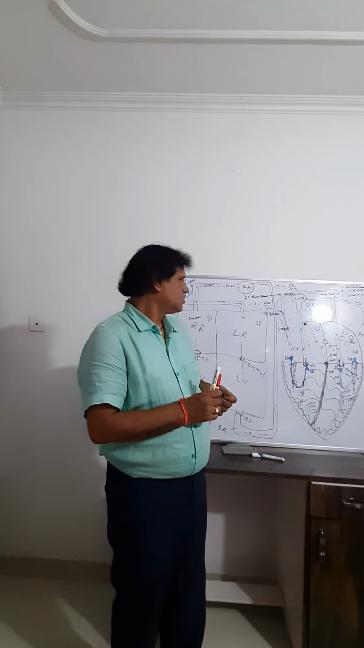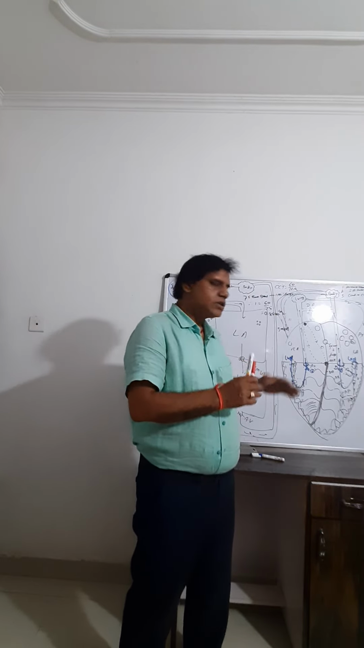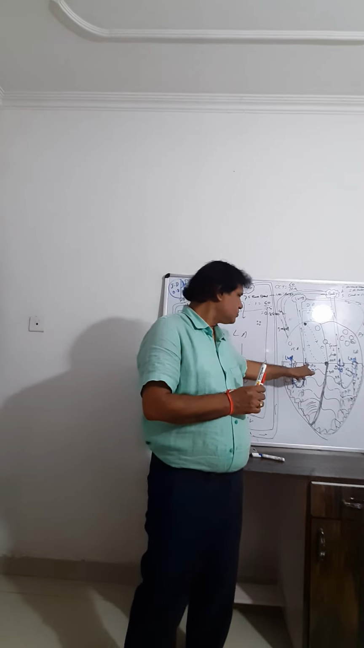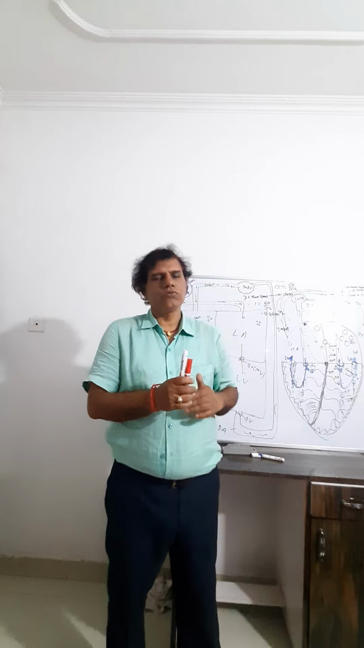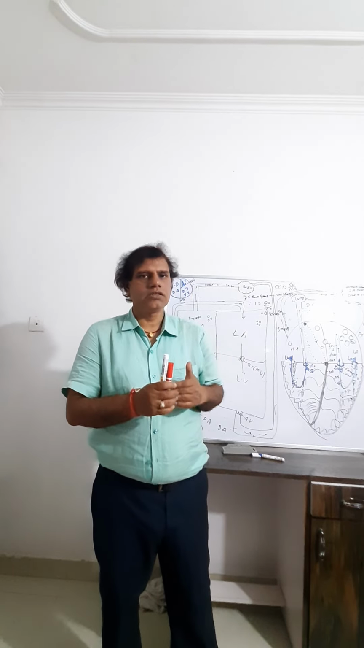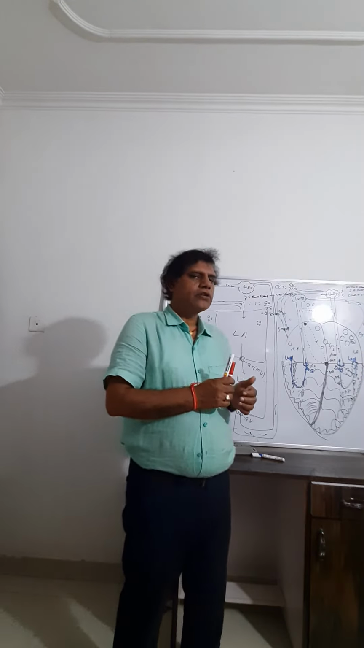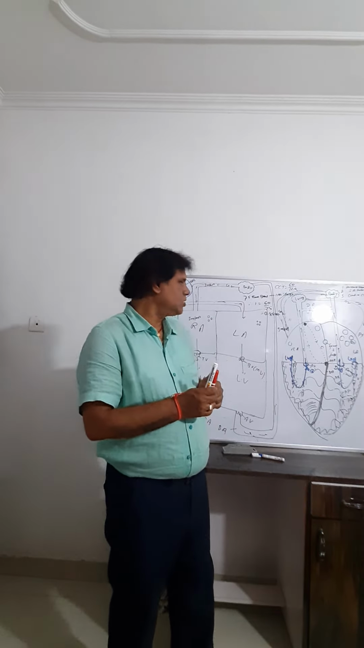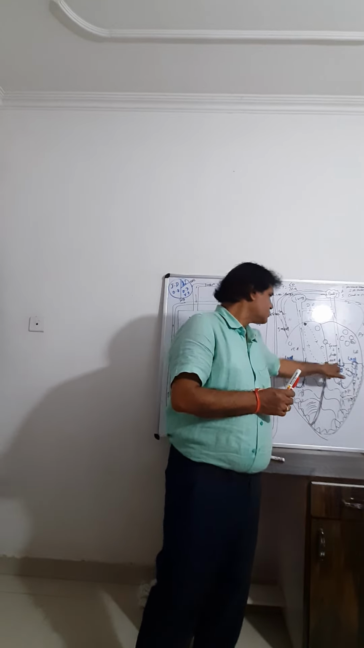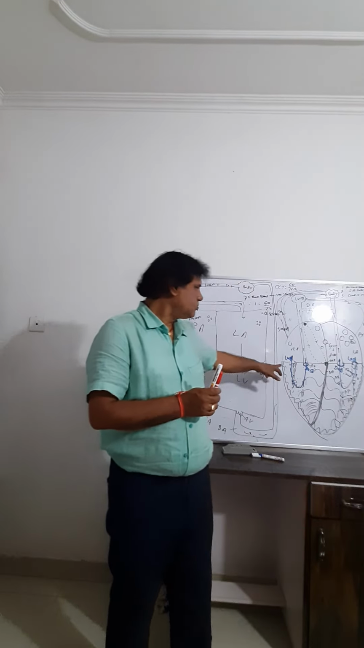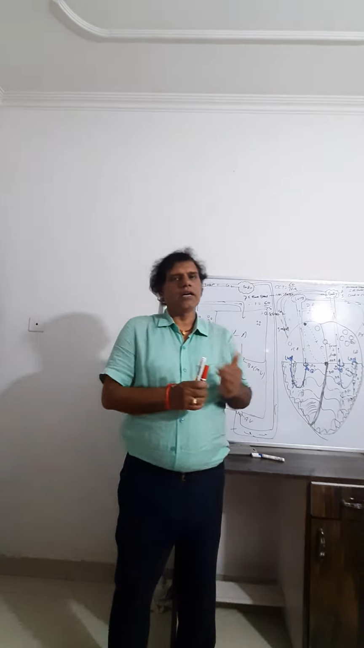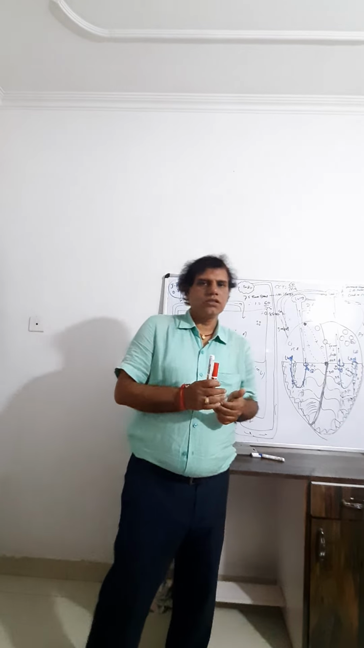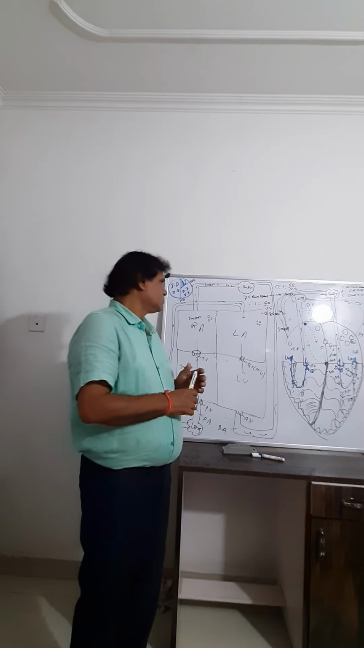And what is isovolumetric contraction? The duration between closing of tricuspid and bicuspid valve and opening of semilunar valve is called isovolumetric systole or isovolumetric contraction. And isovolumetric diastole or isovolumetric relaxation is the duration between closing of semilunar valve and opening of tricuspid and bicuspid valve. So this is isovolumetric relaxation, that is diastole.